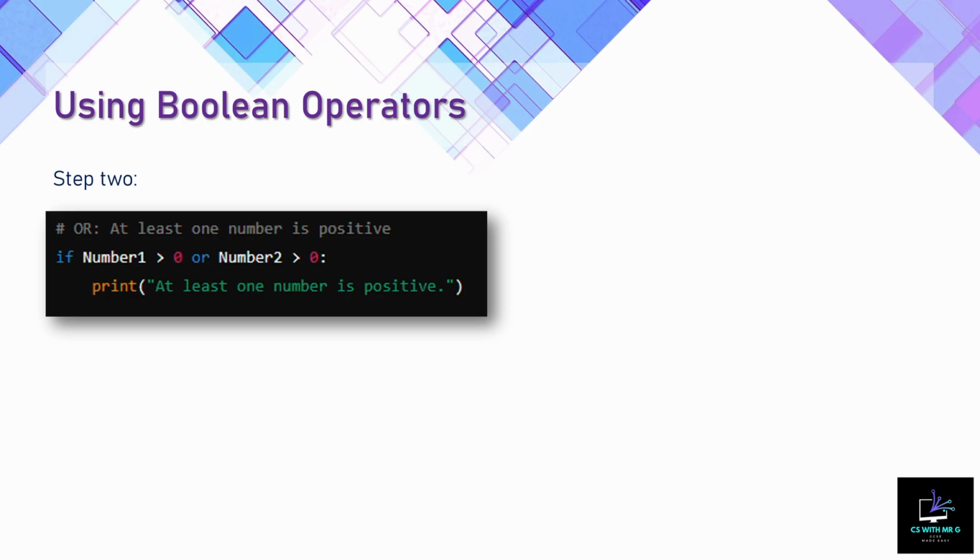If we change "and" to "or", then what we would do is check if either number was more than 0, and we could print out at least one number is positive. So in the "and" statement, they both have to be more than 0, but in the "or" statement, only one has to be.